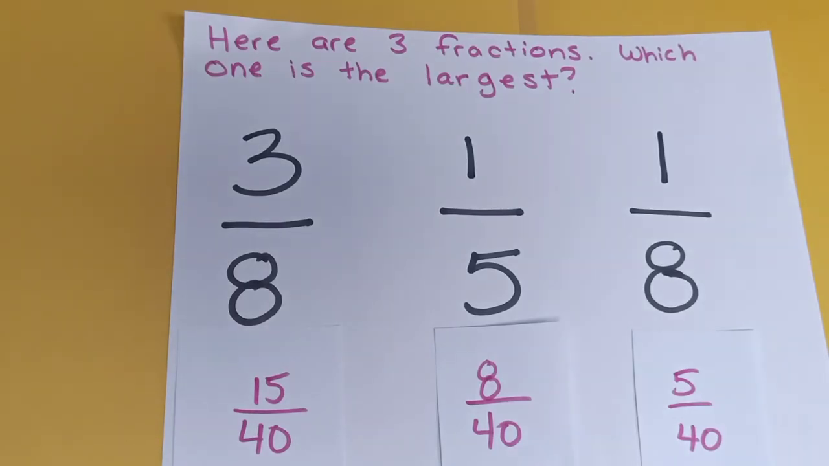Now that we've changed each fraction to a fraction over 40, we can figure out which of our original fractions is the largest. And so if you look here, 3/8 is equal to 15/40, which is the largest out of the 3 fractions.